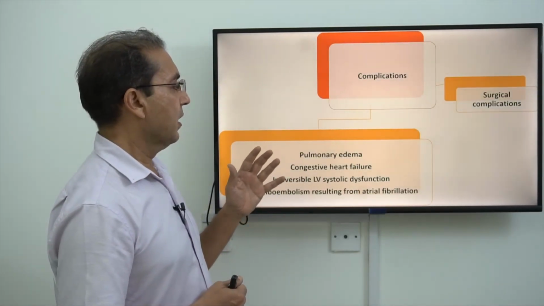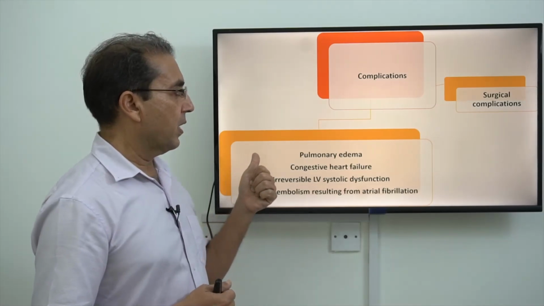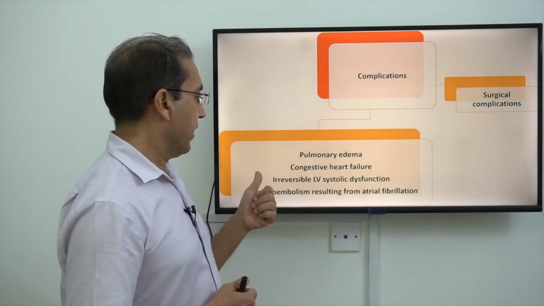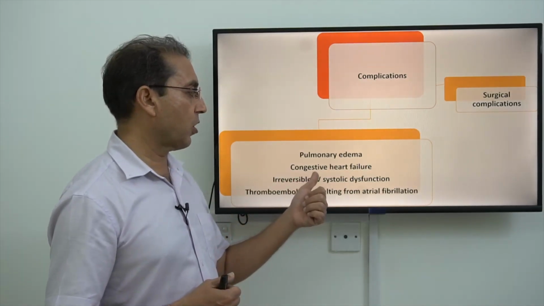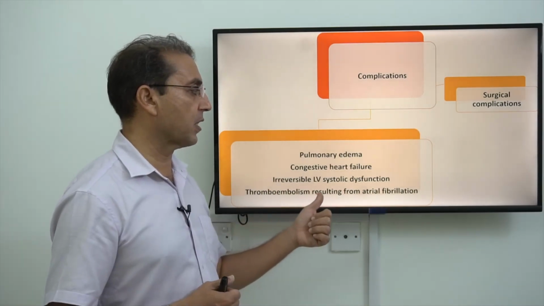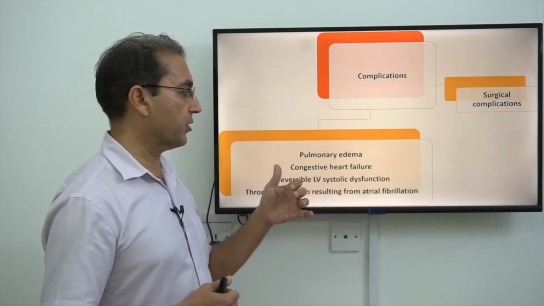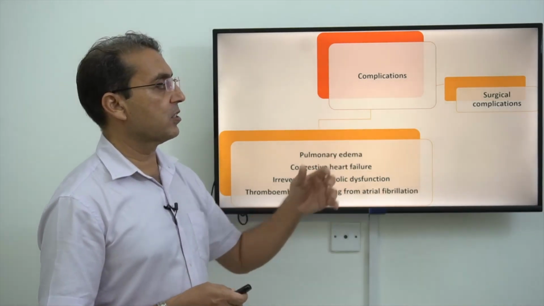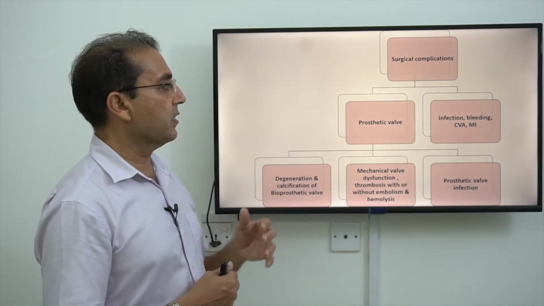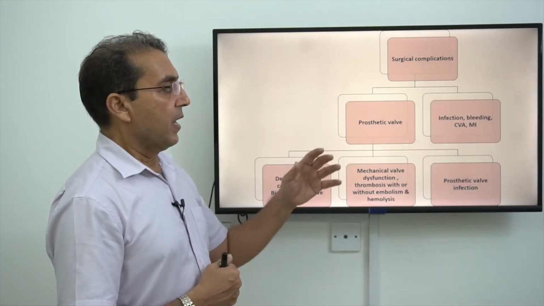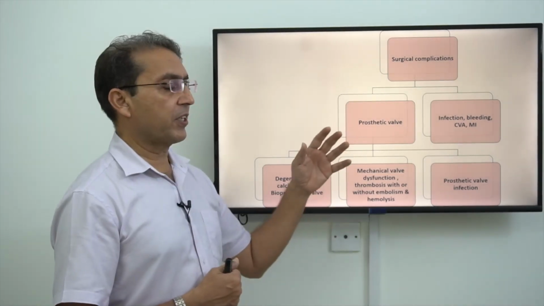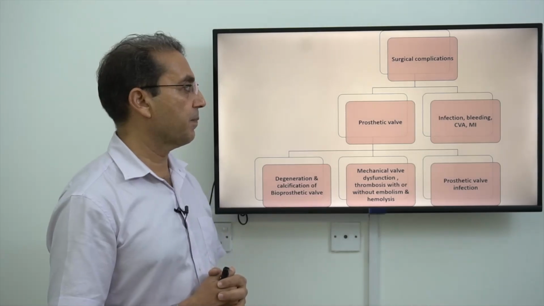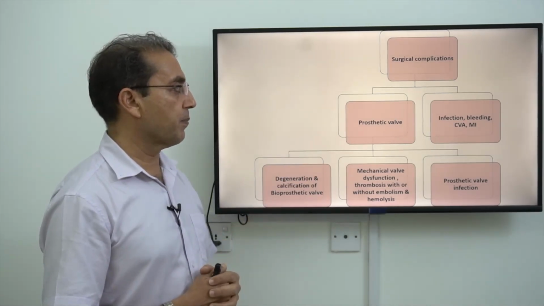Now the complications of mitral regurgitation are pulmonary edema, congestive heart failure, irreversible left ventricular systolic dysfunction, and thromboembolism resulting from atrial fibrillation. So these are different complications of MR. Then we've got surgical complications. Surgical complications include, at the time of surgery, there may be infection, there may be bleeding, the patient may have a stroke, the patient may have MI, and then we put on prosthetic valves.